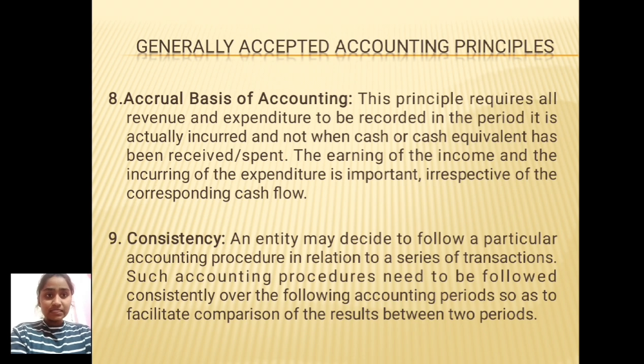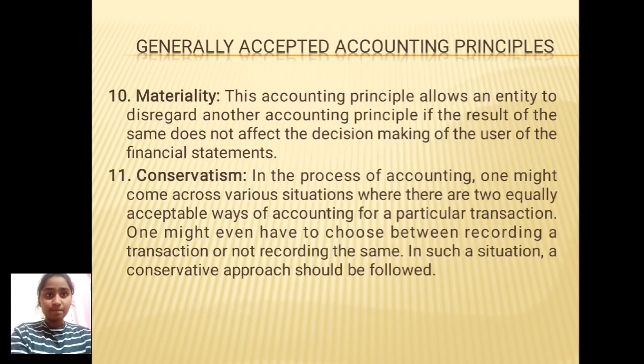Ninth one is consistency. An entity may decide to follow a particular accounting procedure or rule in relation to a series of transactions. Such accounting procedure needs to be followed consistently over the following accounting periods, so as to facilitate comparison of the results between two periods.